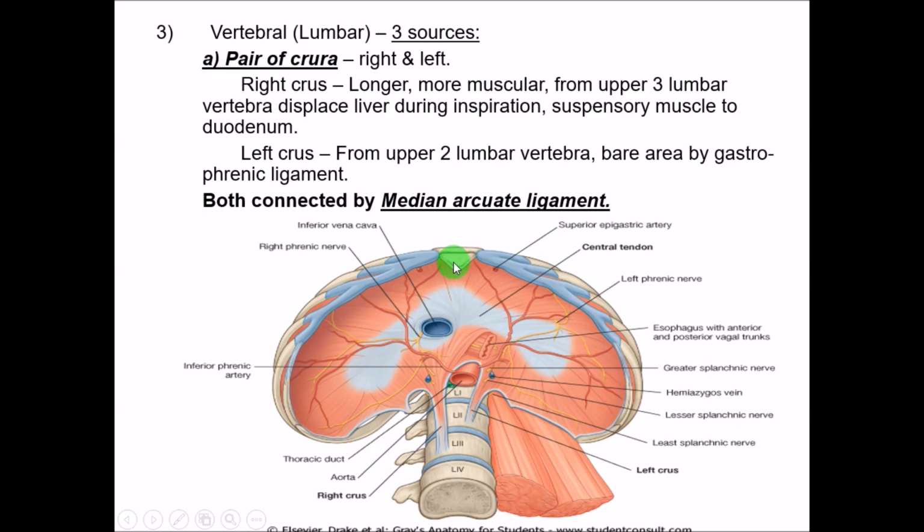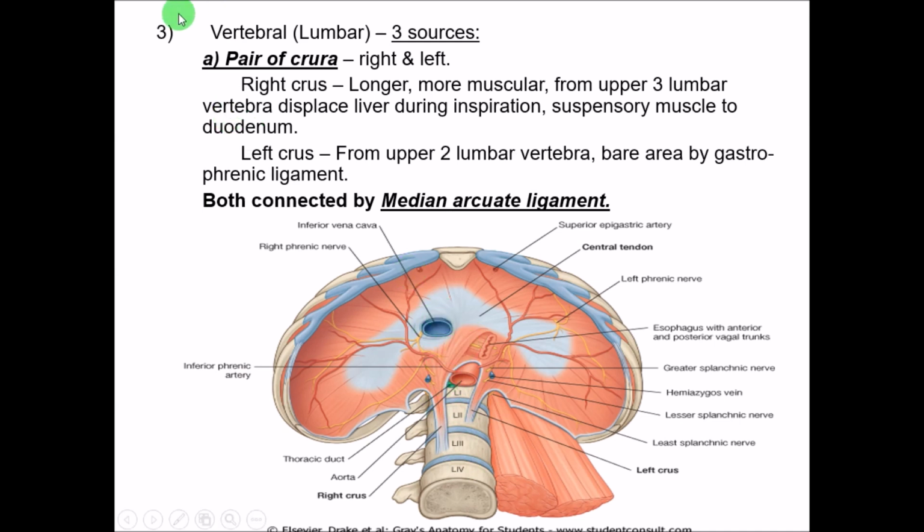So this is the xiphoid process of the sternum. Some fibers take origin from the xiphoid process, some from the costal cartilage as well as the ribs. This is the costal margin, and here are the ribs. So it takes origin from all these parts around, especially near the thoracic outlet. Some fibers also take origin from the vertebrae, the lumbar vertebrae here, the first, second, third, and fourth lumbar vertebrae. So these are the three sources from where it takes origin.